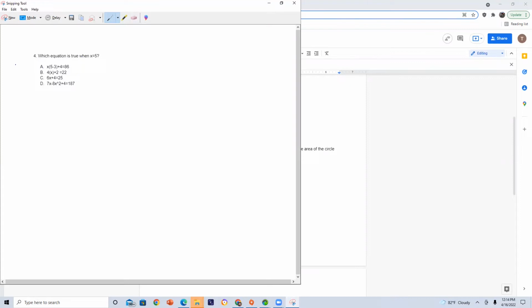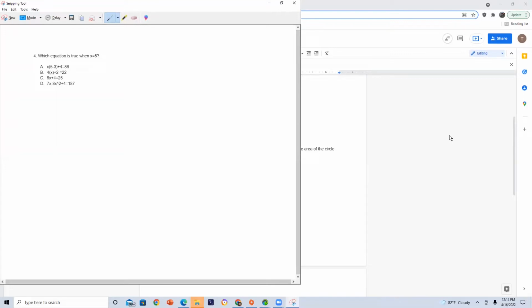Question number 4. Which equation is true when x equals 5? Okay, so when x equals 5, these questions you would solve by plugging in 5 on the x values. So take it away, educator 2.